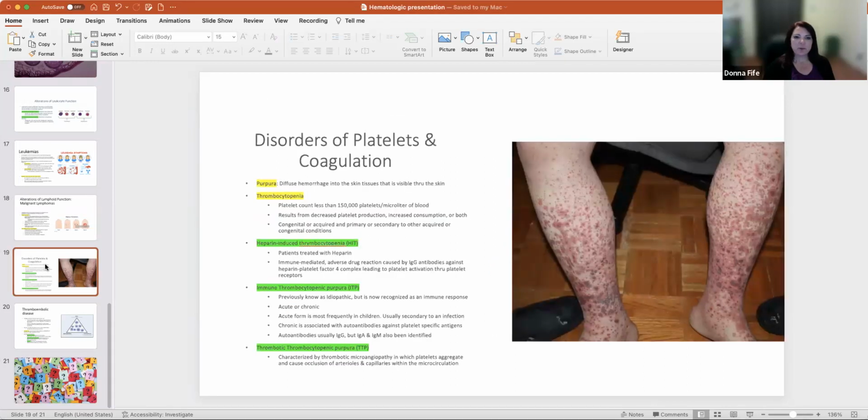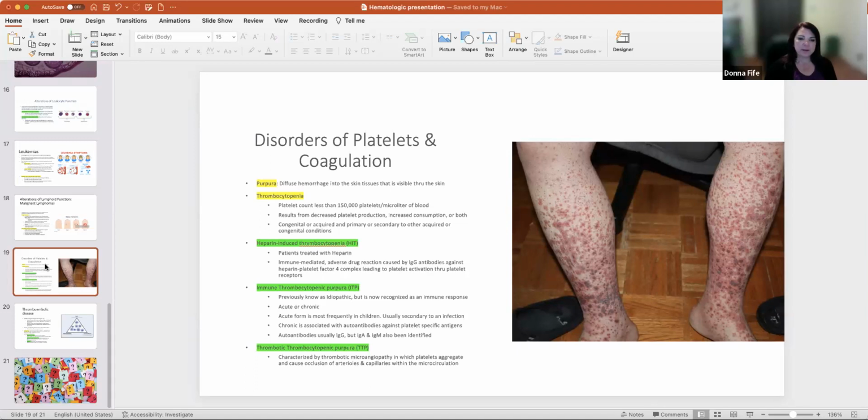Disorders of platelets and coagulation. Purpura is diffuse hemorrhage into the skin tissue that is visible through the skin. Thrombocytopenia is a platelet count less than 150,000 platelets per microliter of blood. This results from decreased platelet production, increased consumption, or both. This might be congenital or acquired and primary or secondary to other acquired or congenital conditions.